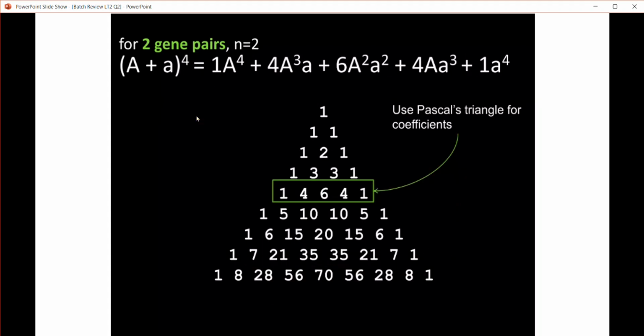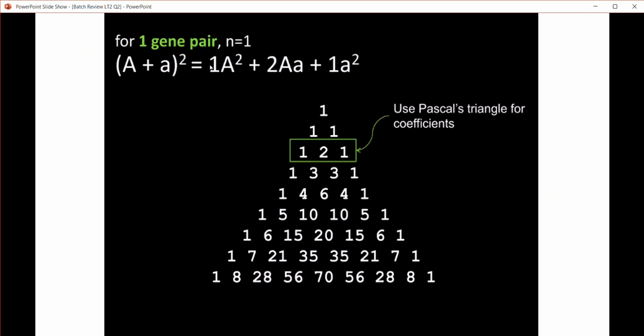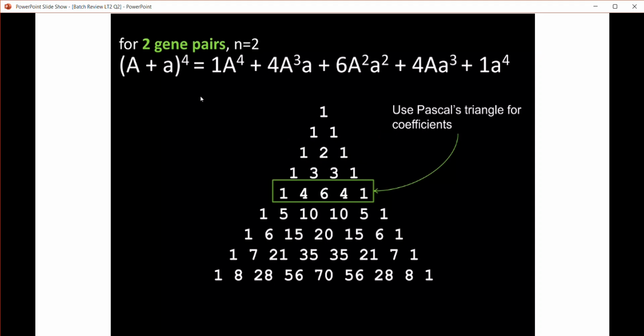So for example, we have here 1 is to 2 is to 1. So you have 2 dominant over here, 1 dominant, 1 recessive, and 2 recessive. If you have 2 gene pairs, 1, 4, 6, 4, 1 phenotypic ratio, then you have 4 of this dominant, 3 of this dominant and then 1 recessive, 2 of this dominant and 2 recessive, 1 of this dominant and 3 recessive, and then all recessive would be over here. So that's how you find the genotype.